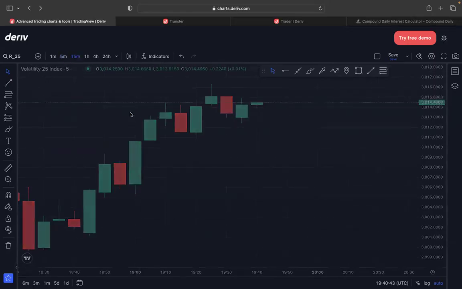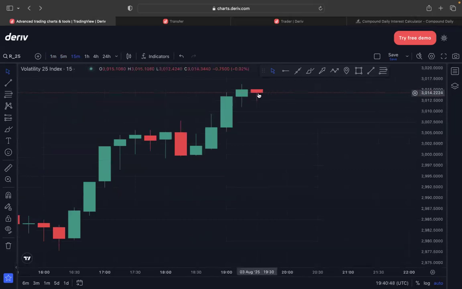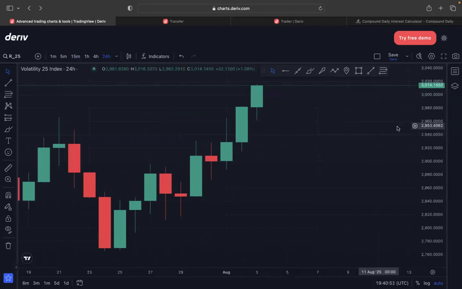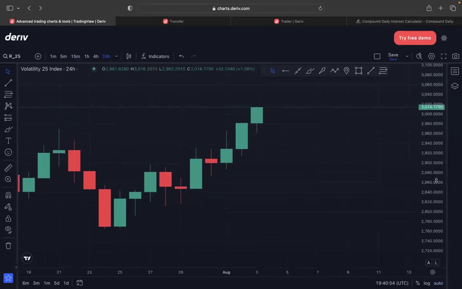15 minutes, each candle represents 15 minutes. It takes 15 minutes for each candle to be formed and to finish. 1 hour, same thing. 24 hours, it takes 24 hours for each candle to start and form.